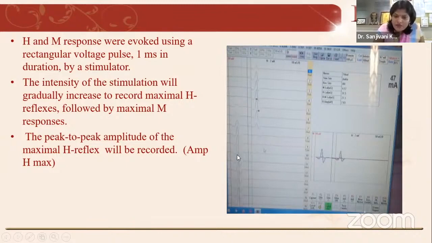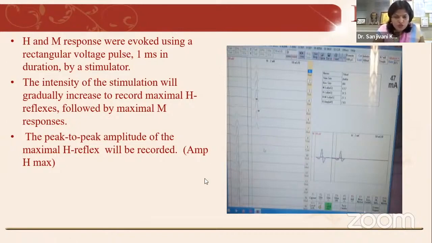When we get the M wave and again increase the intensity, the H reflex will disappear and the M wave will go on increasing. So in that, how will we record this? We have to finalize the maximum H reflex amplitude and the maximum M wave amplitude.